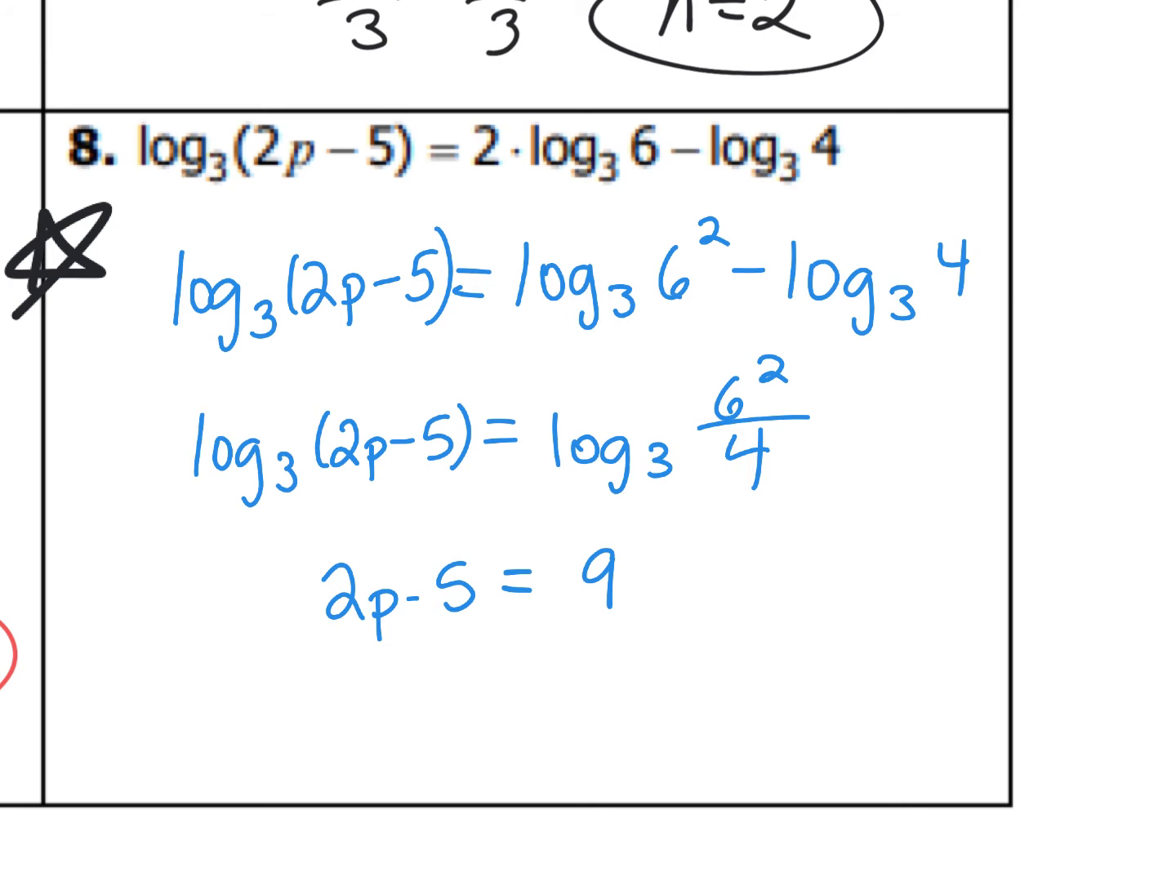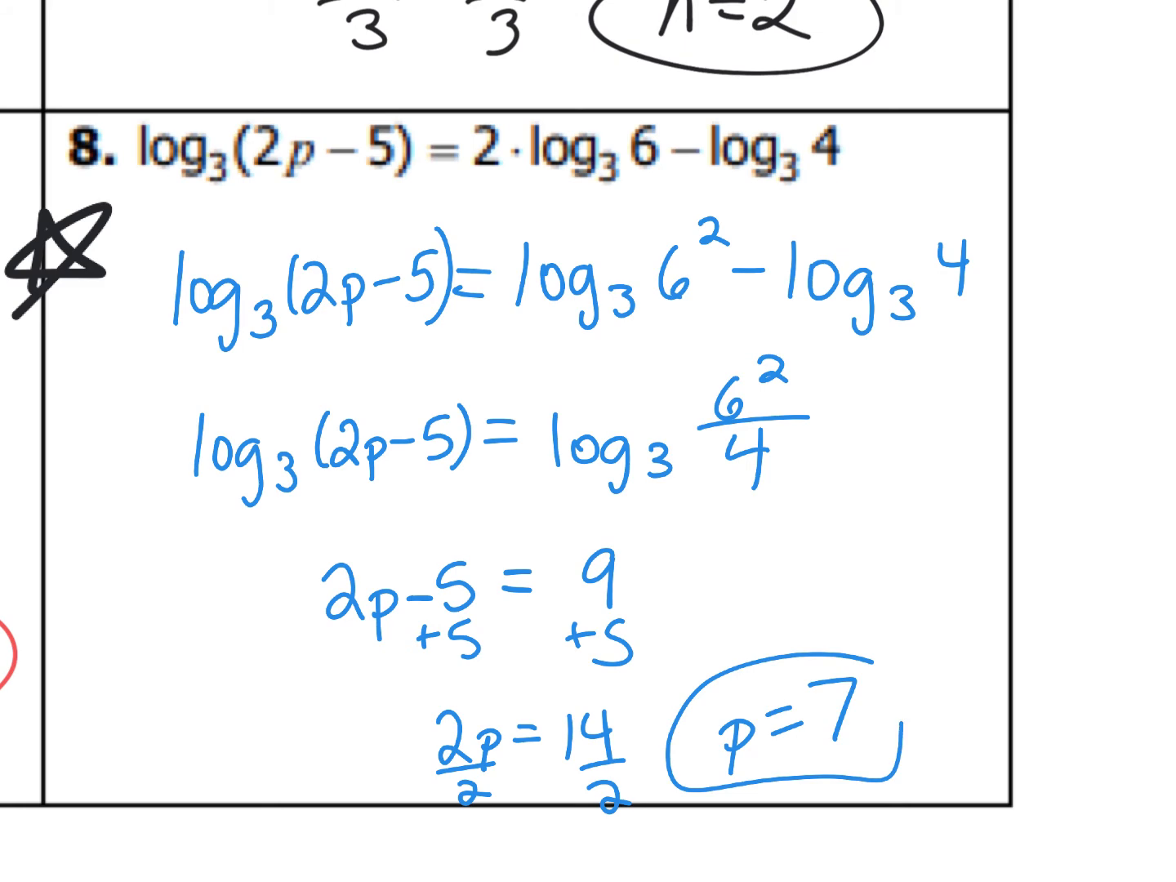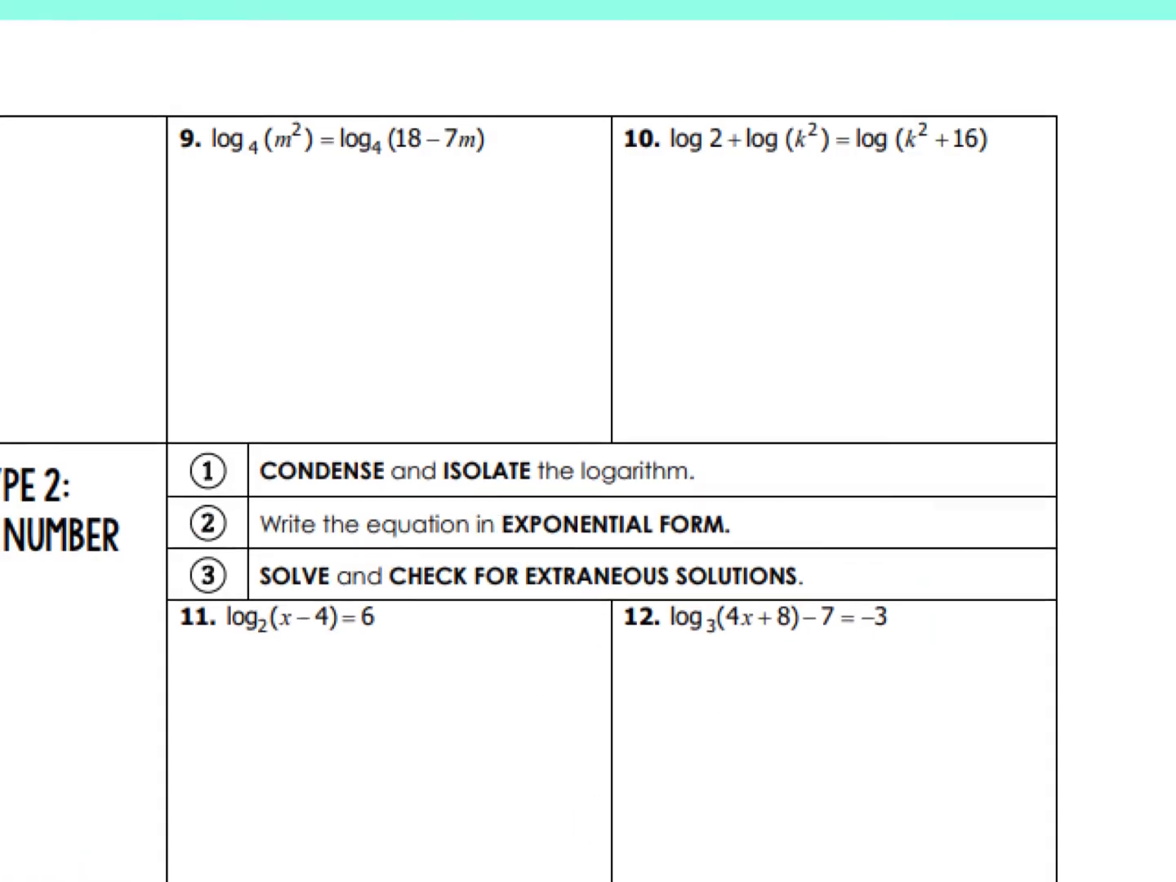Cool. Now what? Plus 5. 2p equals 14, p is 7. You got that one done? Yeah. Okay, cool. All right, any questions before we move on? Cool. Okay.